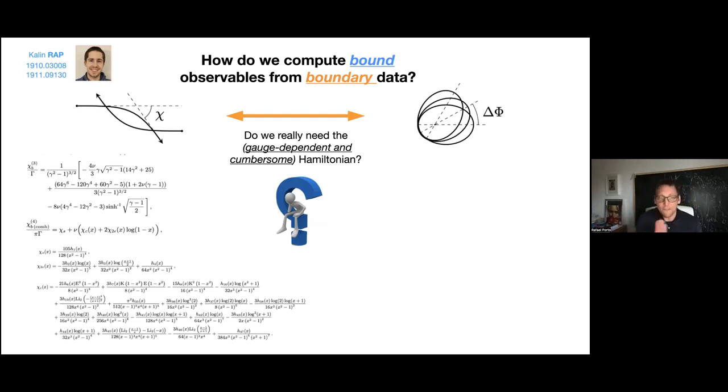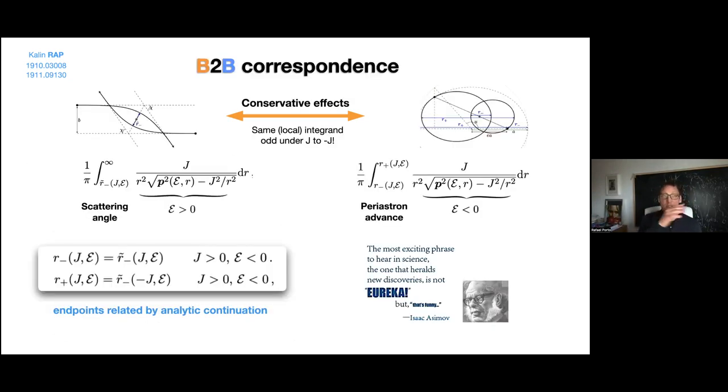You might ask, in the very much on-shell spirit of working with gauge invariant quantities, do we really need this Hamiltonian? And in fact, you don't. You can go straight from the scattering angle to observables via analytic continuation. I don't have time to talk much about it. Let me just give you the flavor of how this works. We found in our first paper together with Gregor that there is an analytic continuation between the point of closest approach in a scattering process and the endpoints of motion, an elliptic-like motion that is described here.